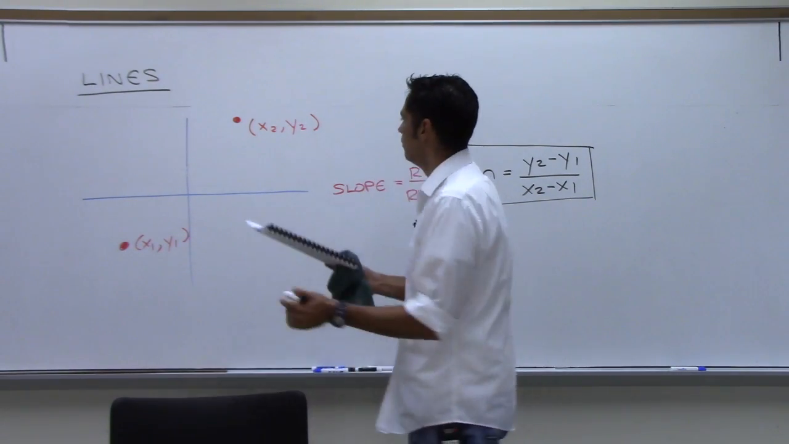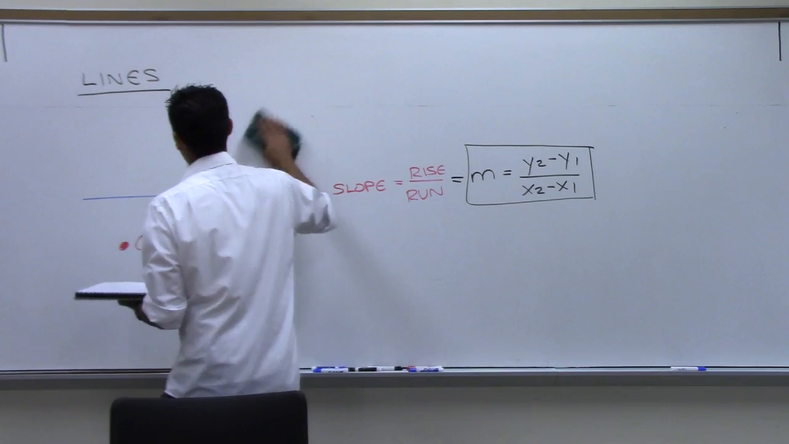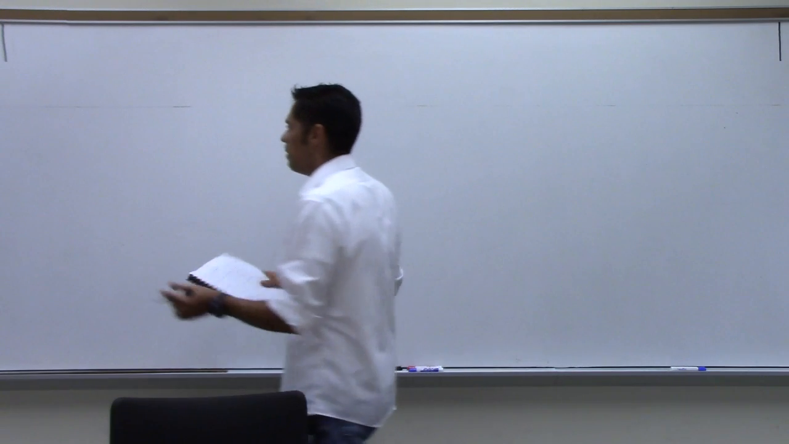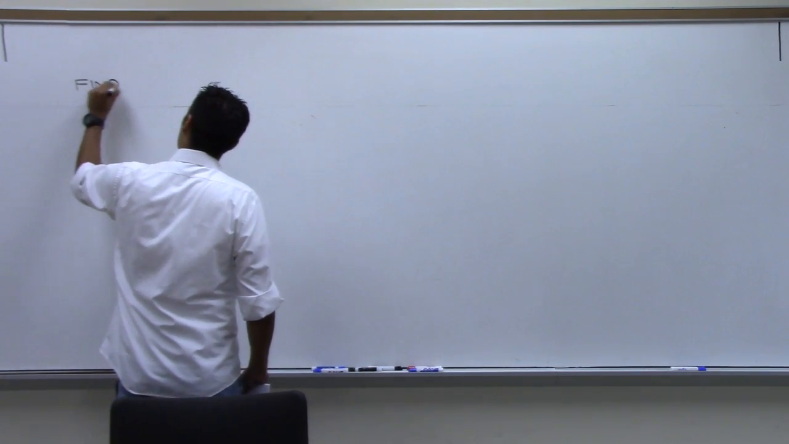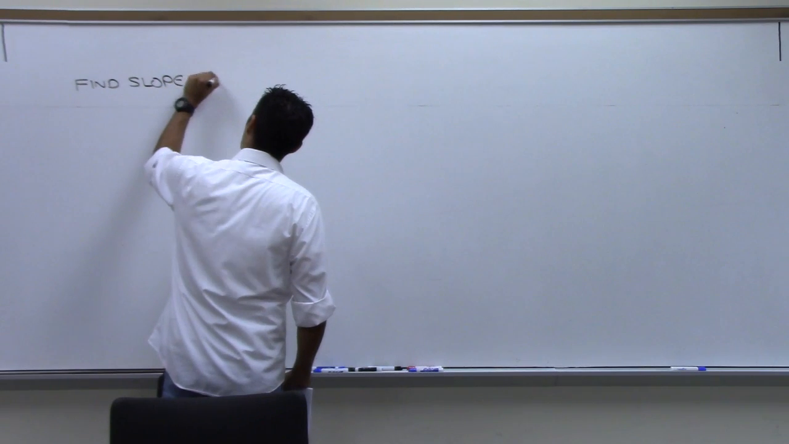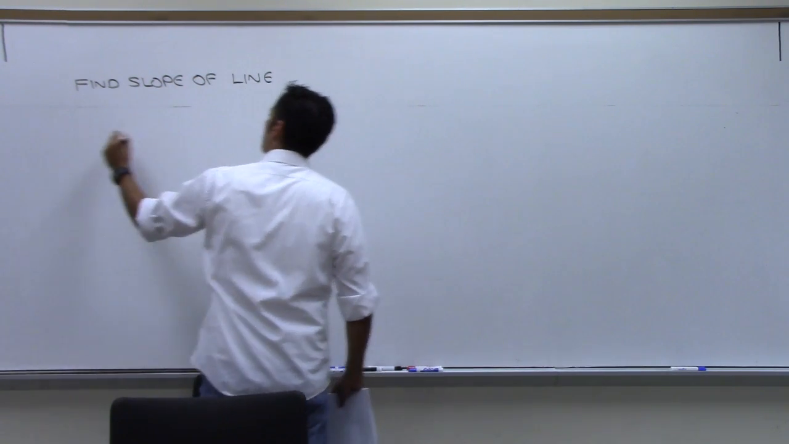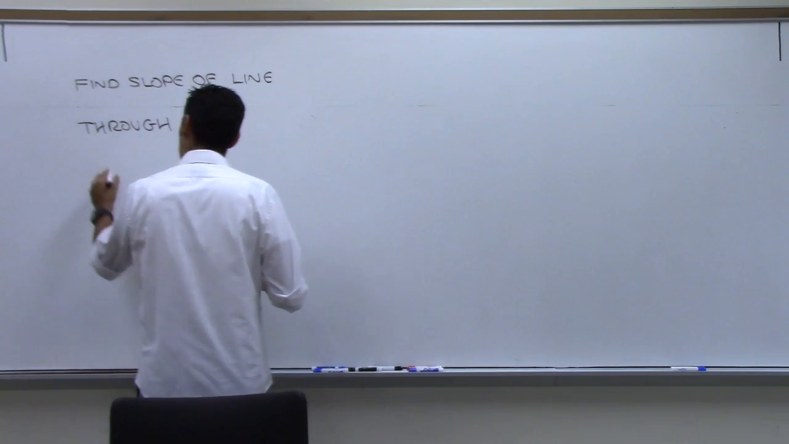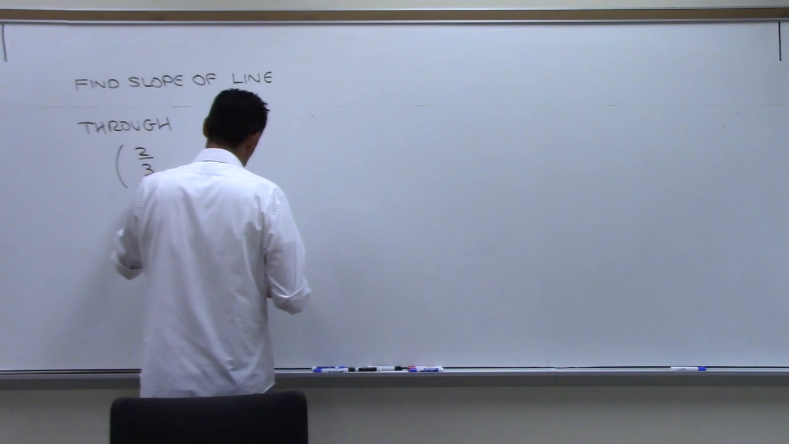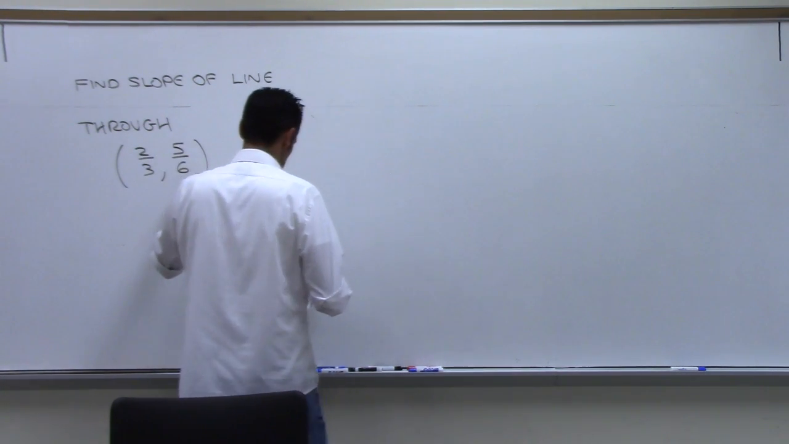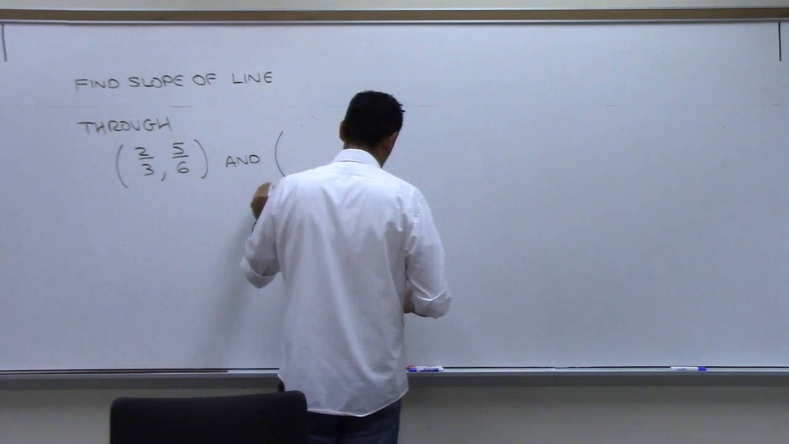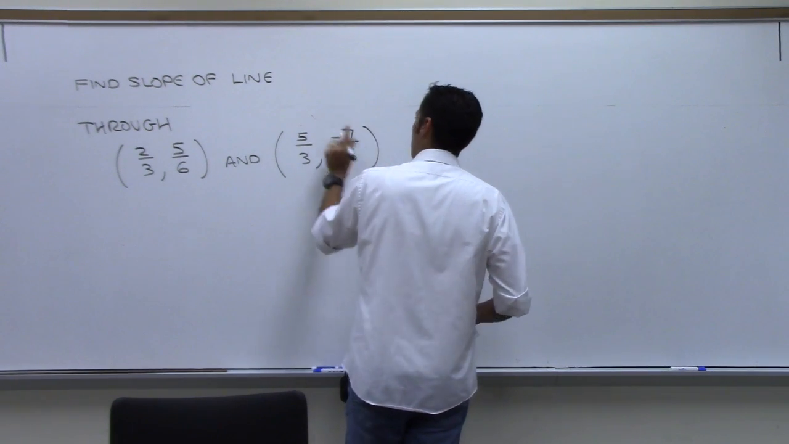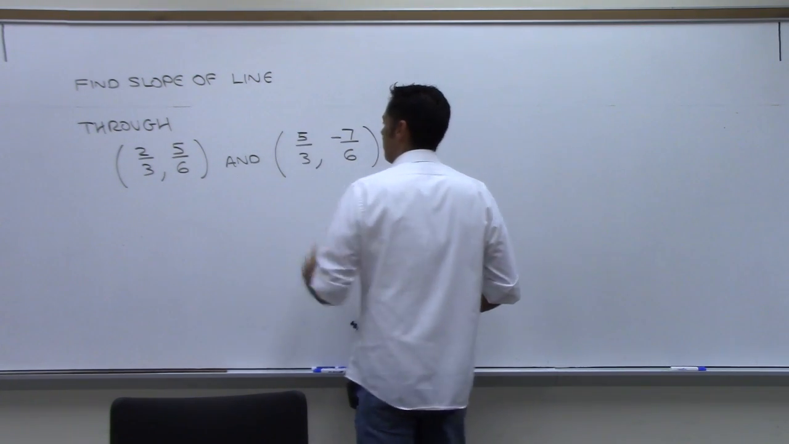So let's find a slope. Here's an example. Find the slope of the line through 2 points. Here they are: 2/3, 5/6, and 5/3, -7/6. I'm just kind of throwing you right into the fire. I'm giving you fractions to start.